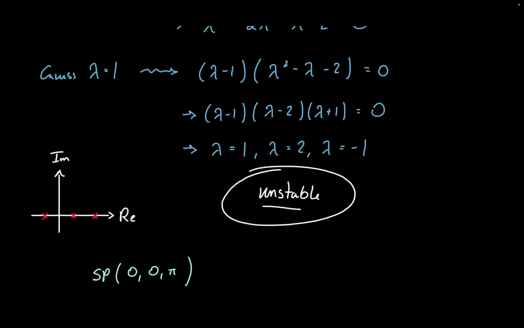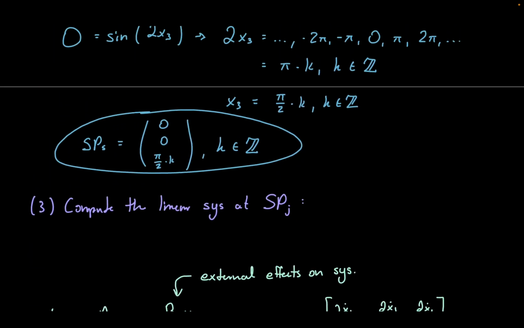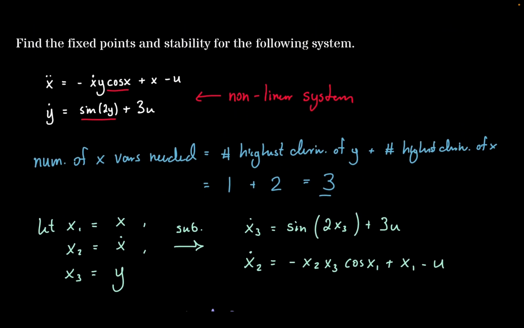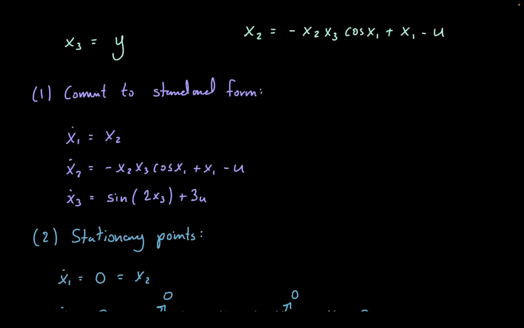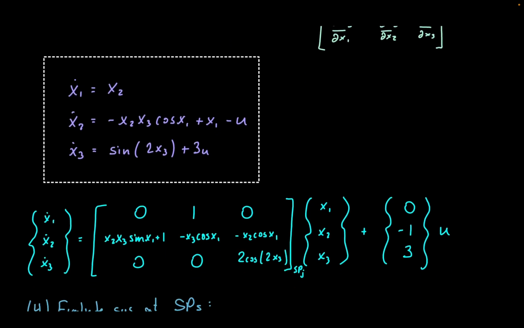So, with that being said, we found the fixed points of an initial system, and then after we found the fixed points, we put the system into our state space form, and after it was put into our state space form, we then solved for the stability around a stationary point.